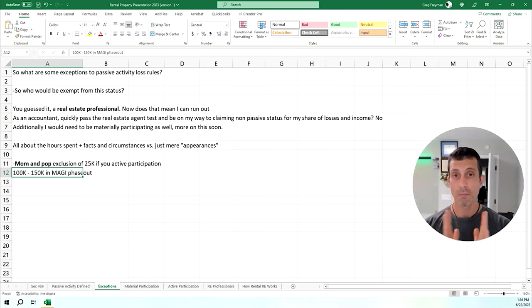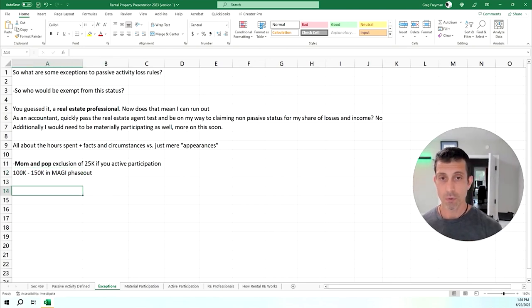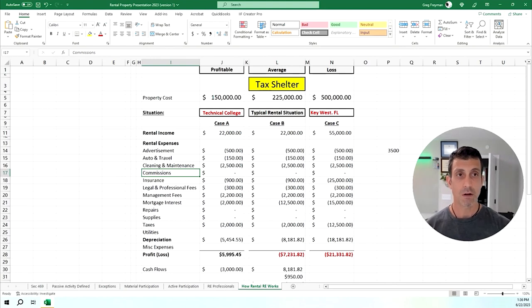So let's talk a little bit about exactly that mom and pop exclusion and the active participation. Here's a good example, and we'll just run through what we have. Remember we had those three scenarios, right? Your average scenario is the one we're typically referring to, and that's when you have a pretty decent setup because the property is producing positive cash flows for you. So you're actually pocketing money. It was a good deal. But for tax purposes, because of the depreciation, you're shielding any taxation.